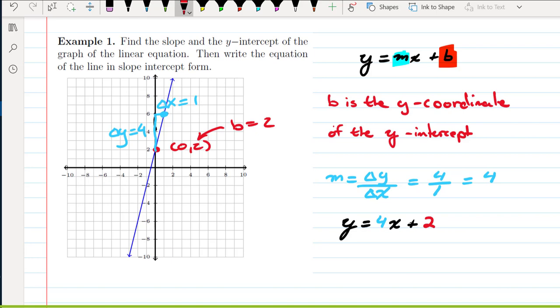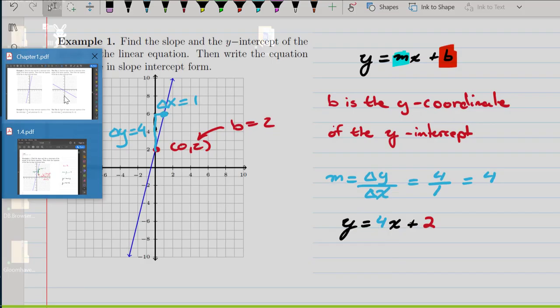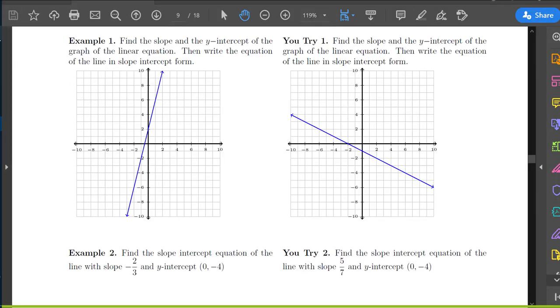So the equation of our line is y equals mx plus b, and we can count our m, or our slope, off the graph, and then we can read our b value off the graph by finding the y-intercept. All right, so now it's your turn. We're going to go into our breakout rooms and work on our U-try.